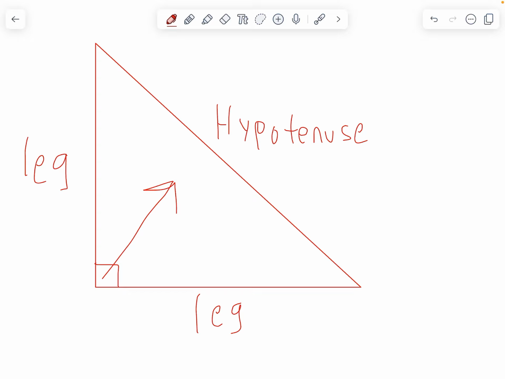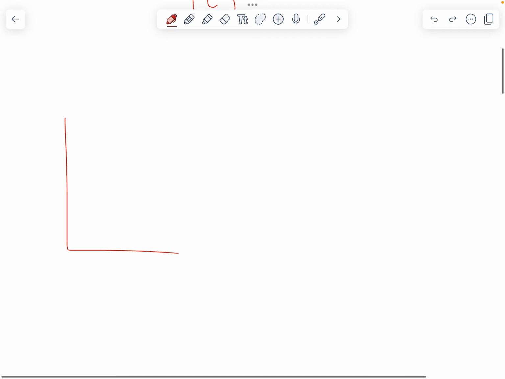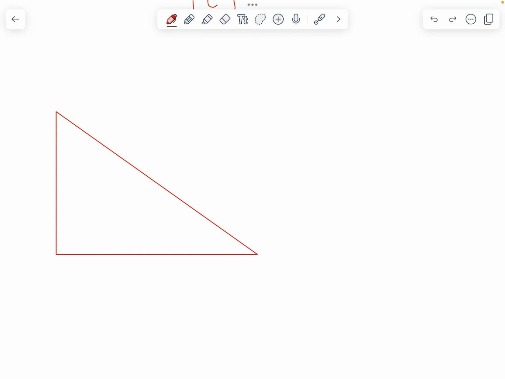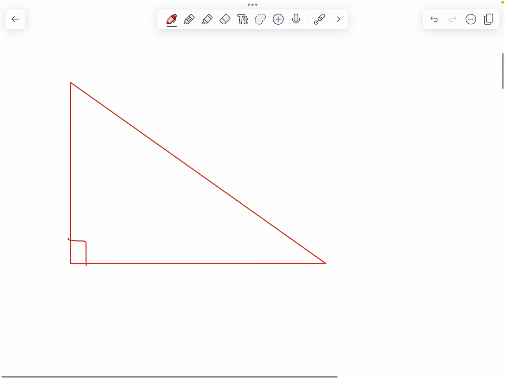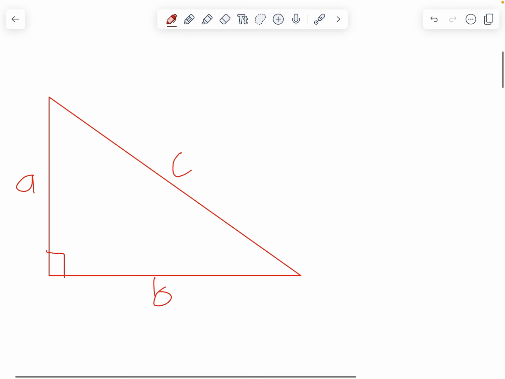The other two sides we call the legs. They are the two sides that create the right angle, all right? Now, when you have a right triangle, we use the Pythagorean theorem to find a missing side length, okay? Now, the two legs of the right triangle we label as A and B, and then the hypotenuse we label as C, all right? It is very important that the hypotenuse is C.